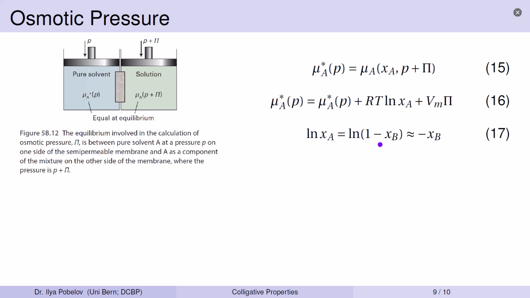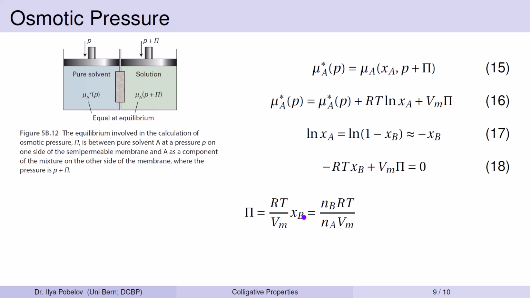Pi. Now, in dilute solutions, where the mole fraction of solute Xb is much smaller than 1, we can approximate the natural logarithm of 1 minus Xb as minus Xb. Inserting this substitution into the equation above gives us this expression. From this equation, we can derive an expression for osmotic pressure in terms of the mole fraction of the solute. It is given by pi equals RT over Vm times the mole fraction of solute Xb.